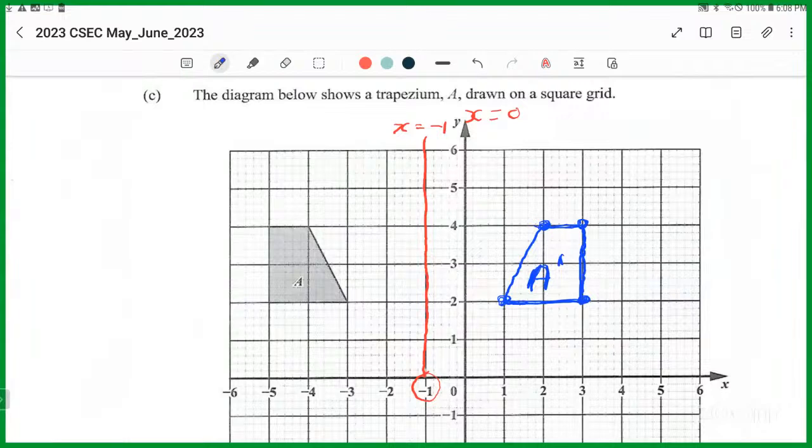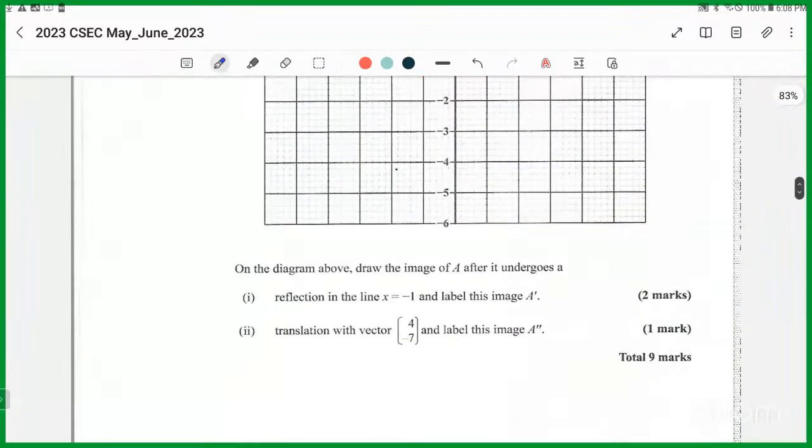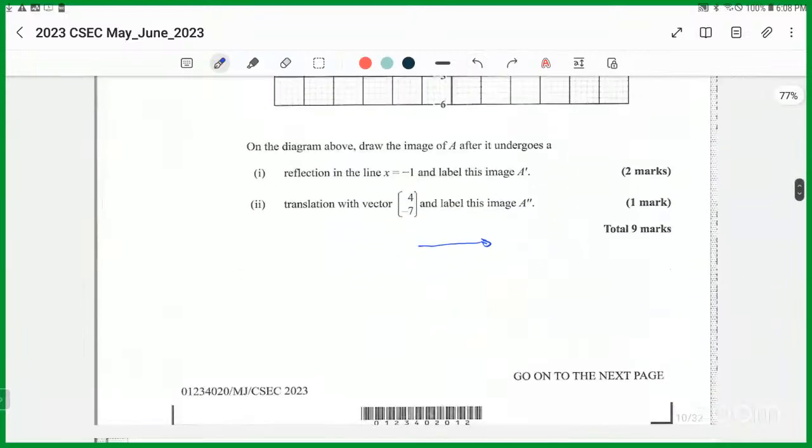Beautiful. Next question. They want us to do a translation. Remember, with a translation you have to move the shape. This is the translation matrix. This 4 means 4 to the right. The minus 7 means 7 down. We're going to move each point 4 to the right and 7 down. Now with a translation, you can generally just move one point first and then draw the same shape around that point. That's how we're going to translate.